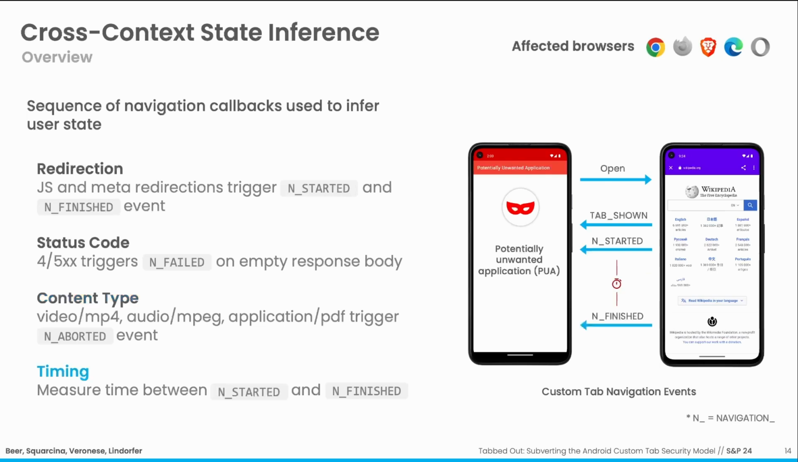So for example, when a video, an audio, or also a PDF is loaded, then the navigation aborted event is fired. And last but not least, we can use a timing-based approach. So that means we can measure the time between the navigation started and the navigation finished event, and then compare this to a baseline value. And depending on this comparison, we can infer some information of the user.